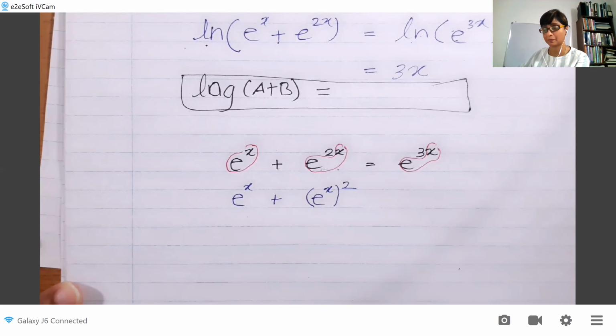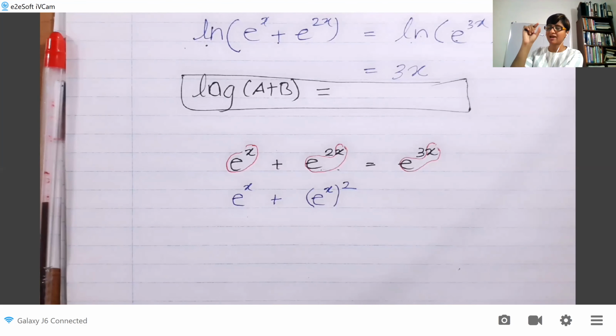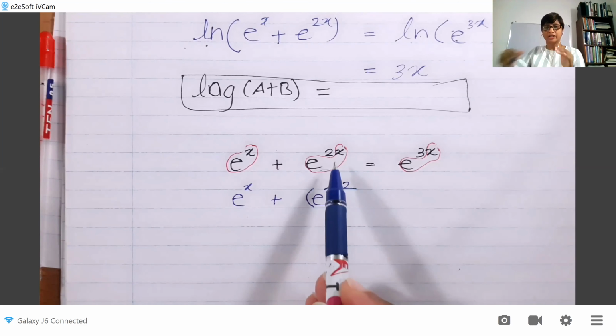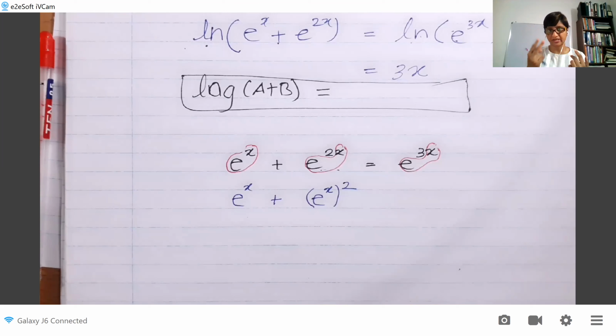When you have power, these are exponent rules. When do you multiply powers? When you have power of a power. So this 2x I can break down as e to the power, there are two ways I can break it down: e to the power of x to the power of 2, or e to the power of 2 to the power of x. In any order, I can break them down. It's a power of a power. That's when you multiply the powers.